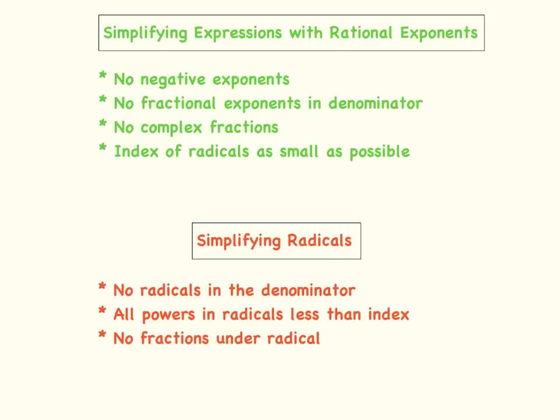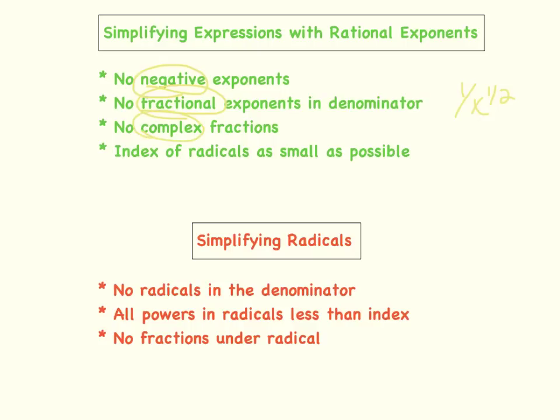Before moving on to the next list, let's go over this one in just a little more detail. By no negative exponents, that means you would need to use your laws of exponents or your laws for negative exponents to help clear that out. In the second one, no fractional exponents in the denominator, meaning you do not want a denominator that would look something like that. You don't want an exponent that's a fraction in your denominator.